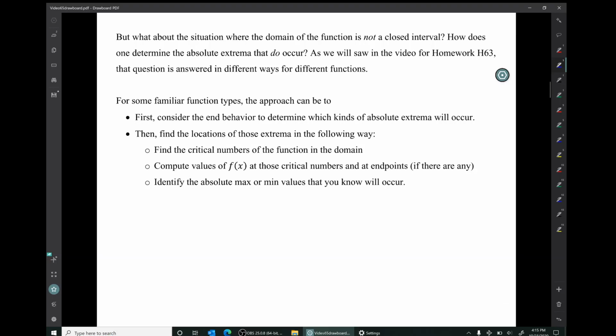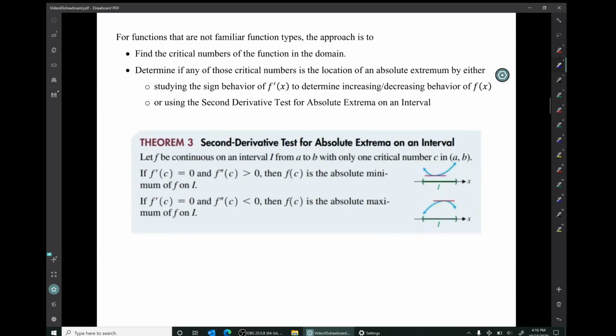And then in previous videos, we discussed situations where the interval was not a closed interval. The idea was that for some familiar function types, you could figure out if there were going to be maxes and mins by looking at the end behavior of the function, and then find out where they occur by finding the critical numbers of the function, and then studying the behavior of the function at the critical numbers to confirm that there are maxes or mins at those critical numbers. And some of the tools that we used were to study the sign behavior of f prime to determine the increasing, decreasing behavior of f of x around a critical number.